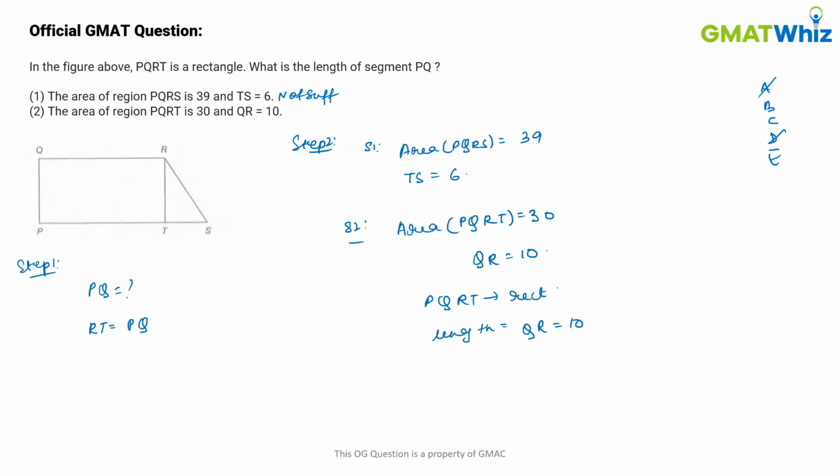The area of a rectangle is given by length times width. So, after plugging in the values, we get 30 equals 10 times the width, which is equal to PQ. This gives us 3 equals PQ, or PQ equals 3. Hence, statement 2 is sufficient to find the value of the length of the segment PQ, and thus the correct answer is option B.